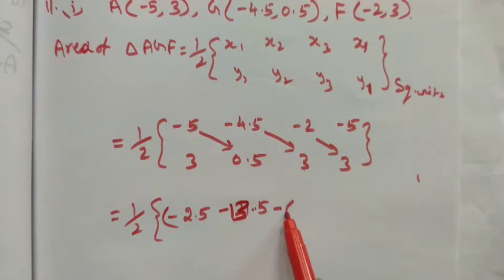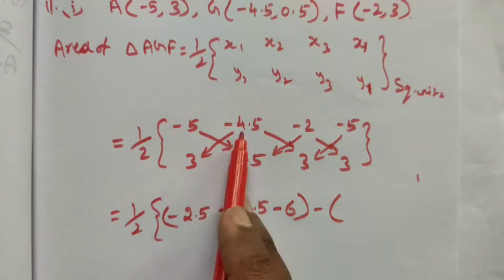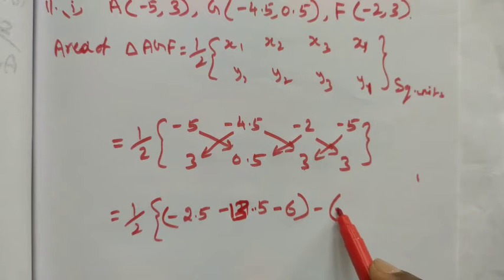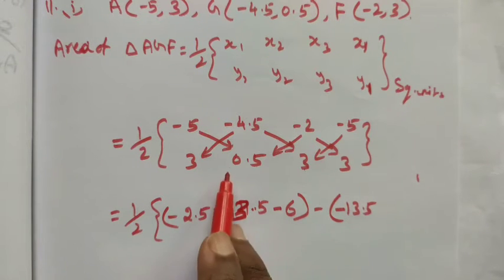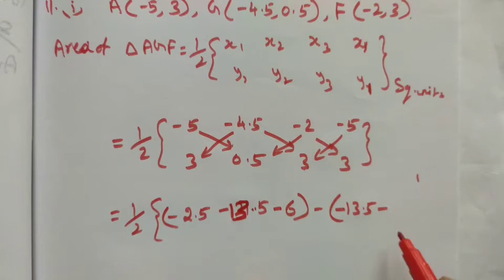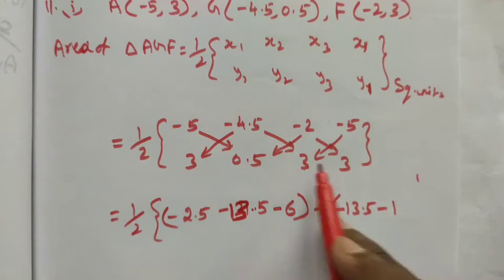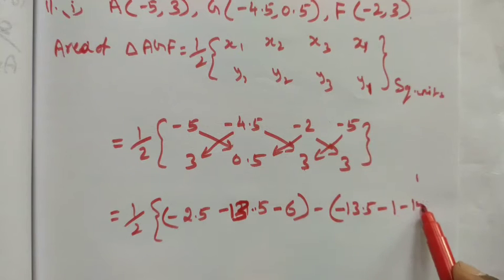Minus 2 3s are 6. Minus of the second term, we have to multiply like this. Again 3 into 4.5 is 13.5. We get minus 13.5. Here we have the negative value. 2 into 0.5 is 1.0, that is 2 5s are 10. We get 1.0, that is 1. Minus 5 3s are 15.